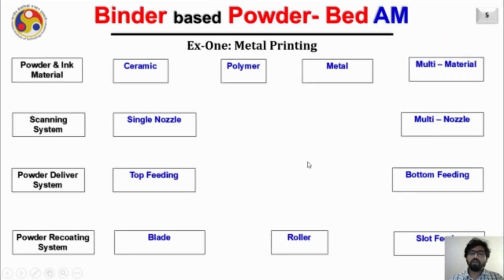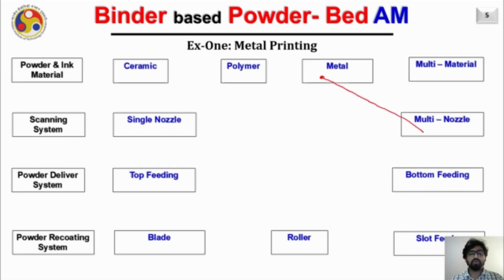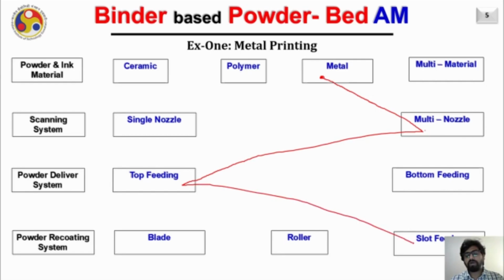Now let us have a look at the process of binder based powder bed additive manufacturing when metal is used as a raw material. Here in that case, the metal will be the raw material, and the machine by X1 again utilizes multi nozzles to dispense the liquid binder. It feeds the raw material from top, and hence top feeding for the powder delivery, and also uses a slotted feeder for recoating.